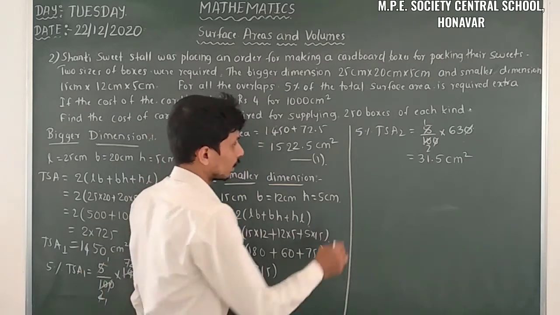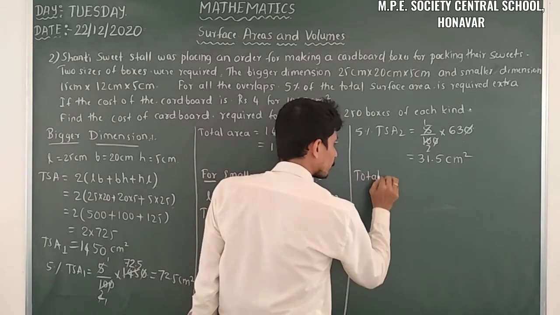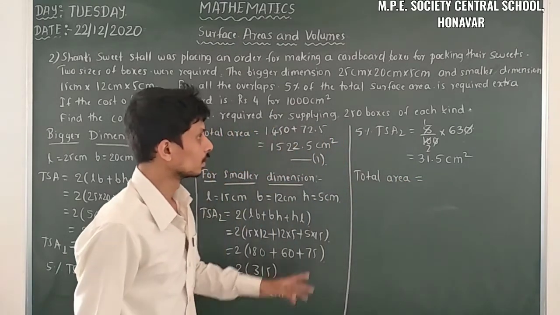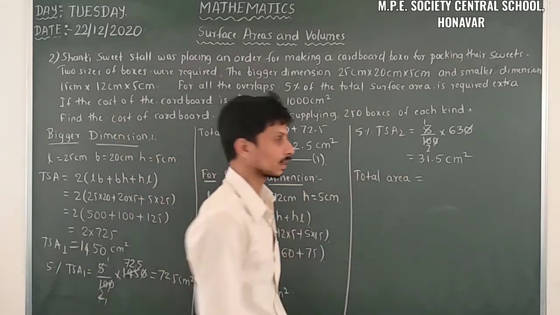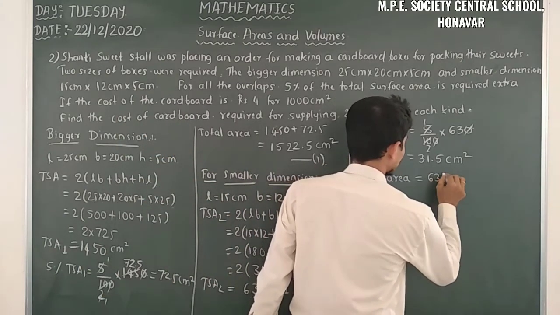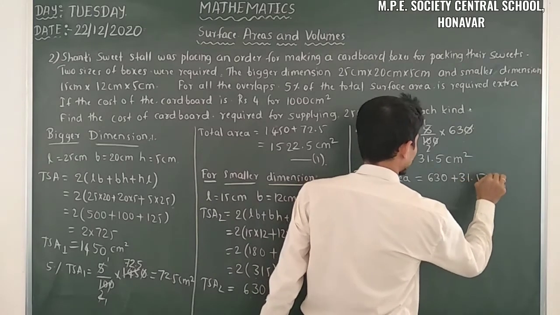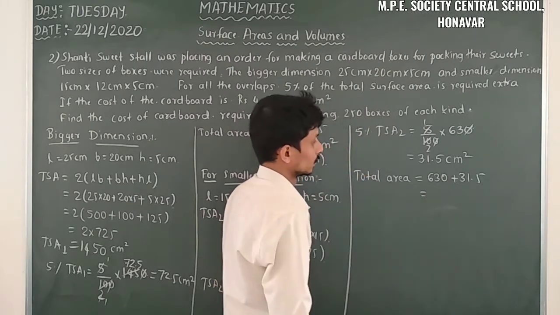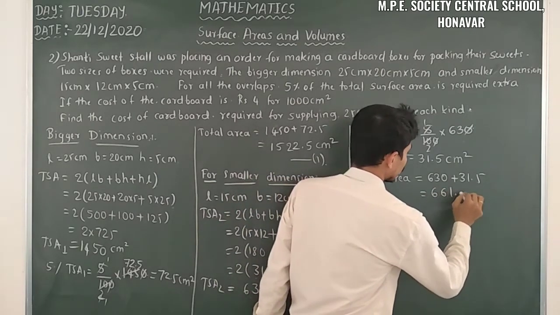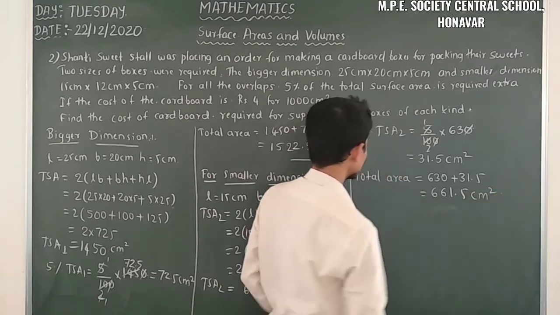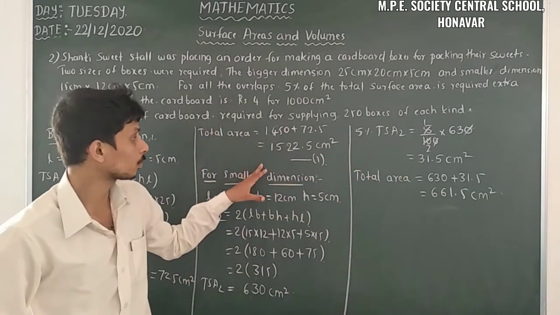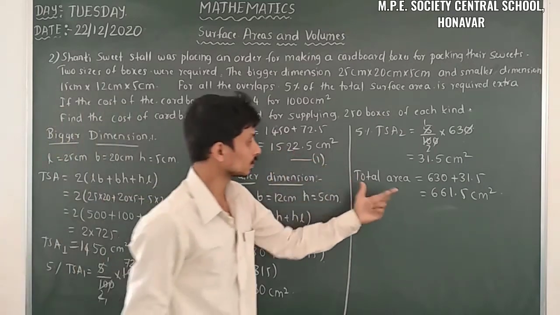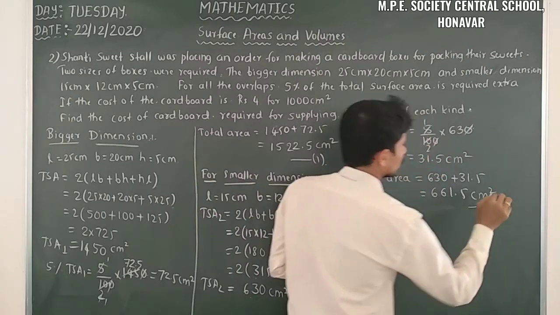Then what is the total area? So the total area is equal to 630 plus 31.5, which is equal to 661.5 centimeter square. That is the total area. So the total area of a single box, bigger box for this one and smaller box for this one. I will take this as equation number 2.